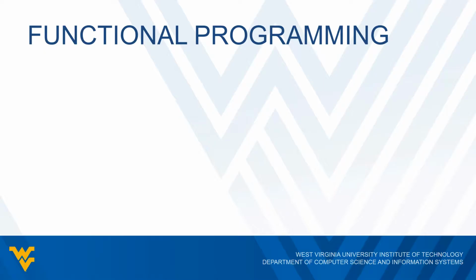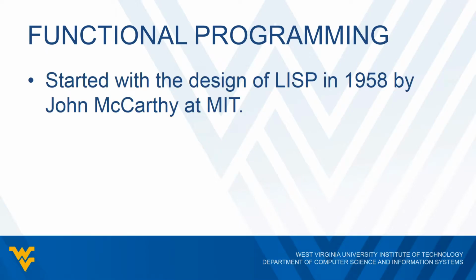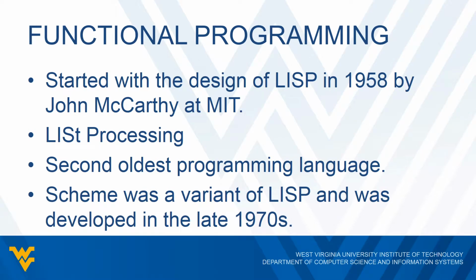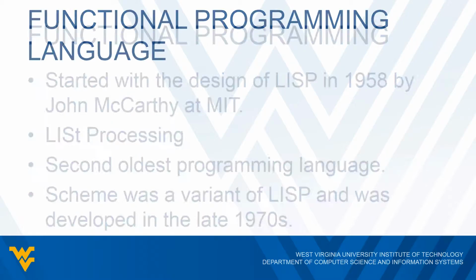Functional programming had its start with the design of the Lisp programming language by John McCarthy at MIT in 1958. Now, Lisp stands for list processing. So this is a language that's focused on dealing with functions, transformations, and lists specifically. And this is actually the second oldest programming language, with Fortran being the first. And there are several variants of the language. One of the languages that we're going to be looking at later is called Scheme, a variant of Lisp, which was developed in the late 1970s.